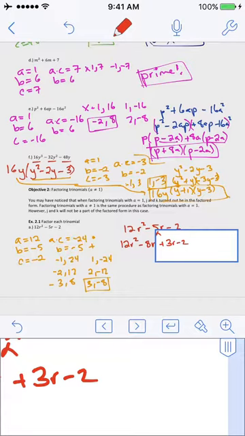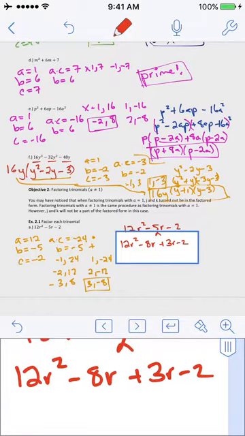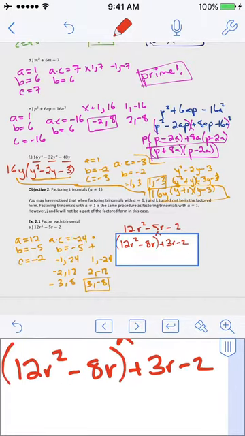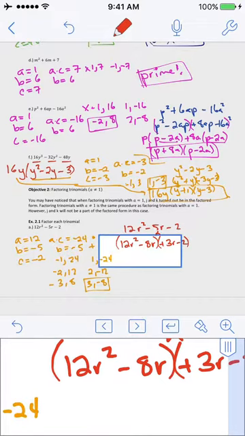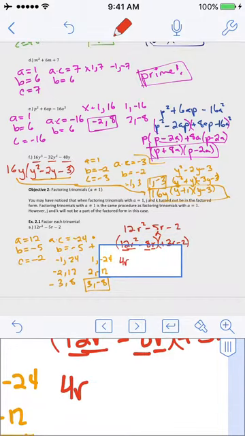Again, it didn't matter if I put the 3 first or the 3 second. I'll factor by grouping. Here I've got 12 and 8. What do they have in common? They have a 4 in common, and they also have an r in common. So 4r, and then I'm left with 3r minus 2.